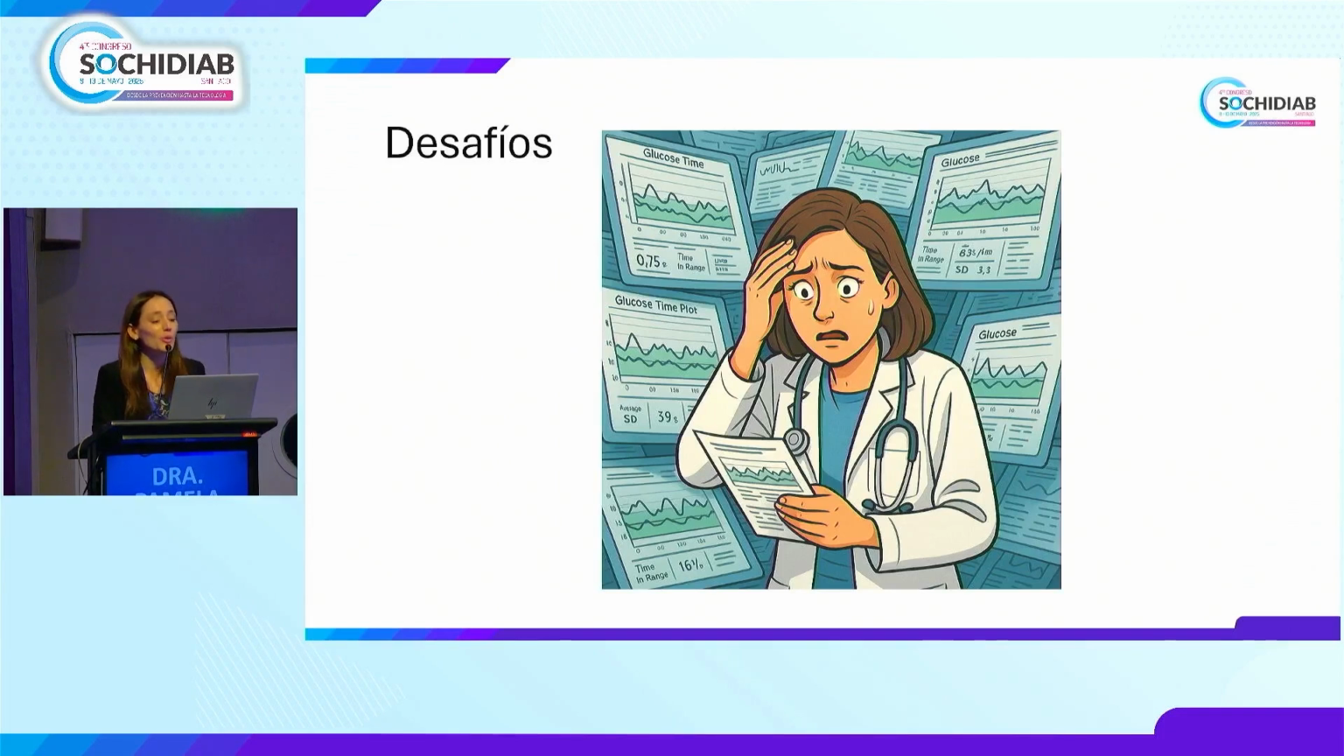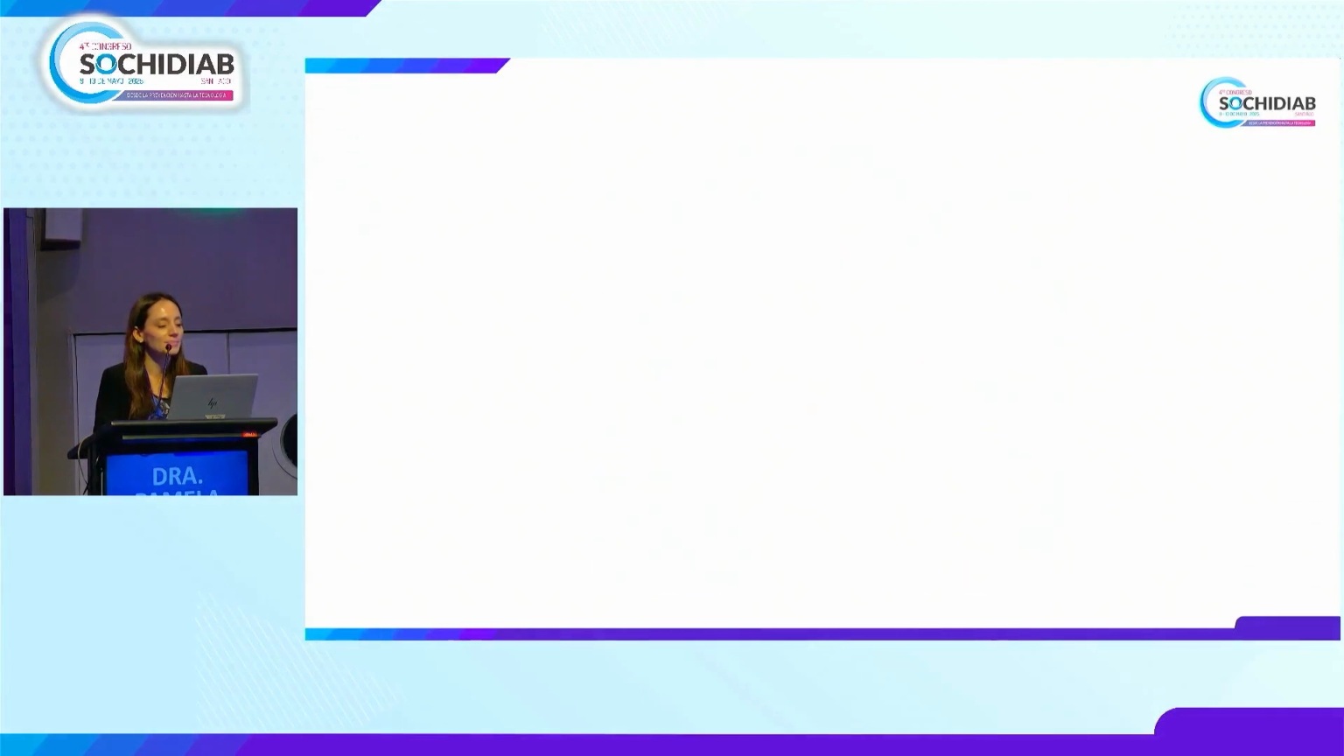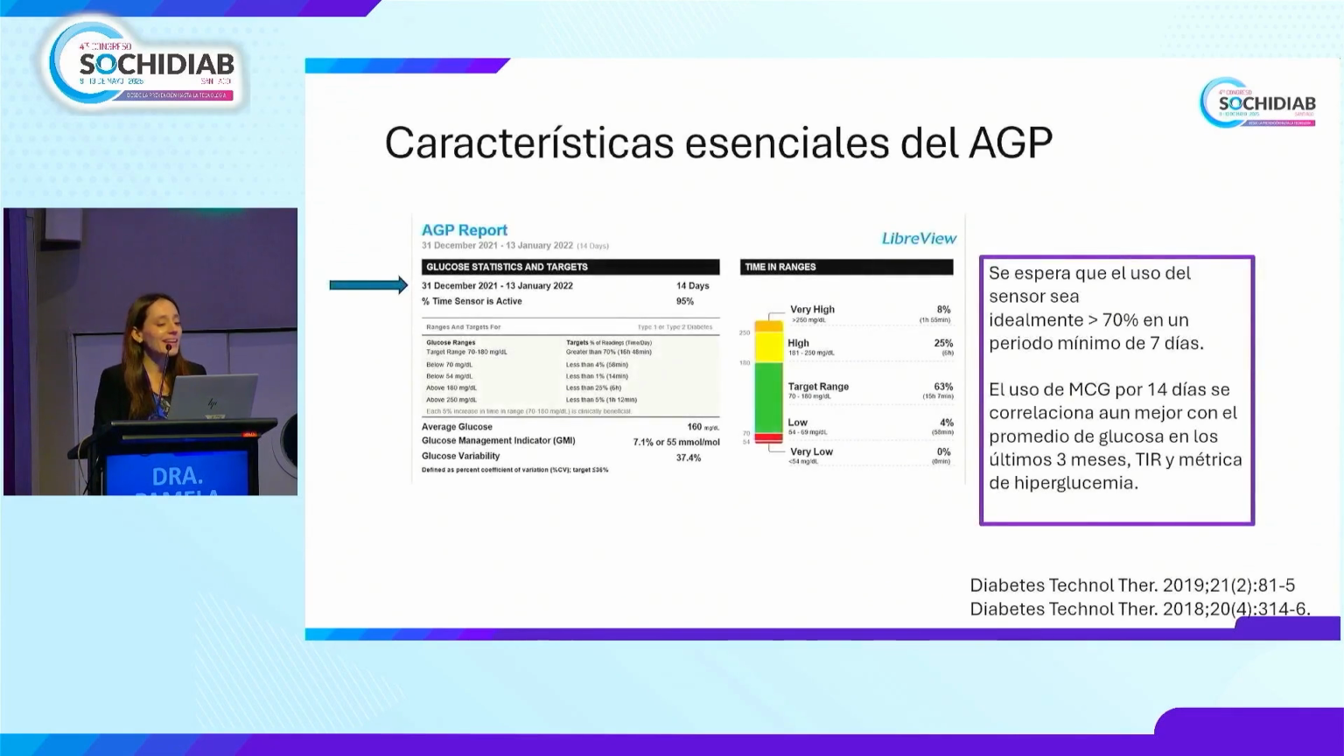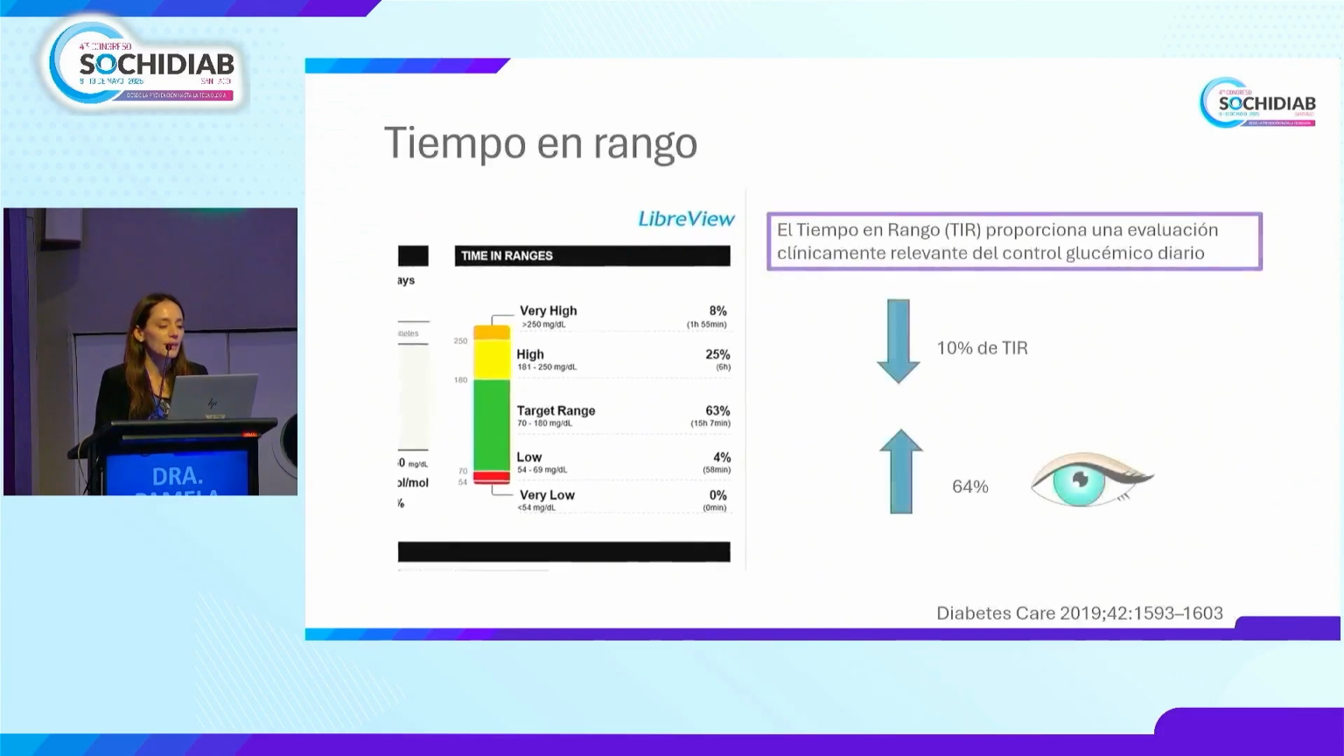What are the challenges? It's being able to use all the data given by continuous glucose monitoring and interpret them adequately to reach a good treatment for our patients. Within the essential features of continuous glucose monitoring in an outpatient manner, first it shows the number of days of sensor use, which has to be at least 7 days to be interpreted, and the percentage of active sensor has to be at least 70% so we can interpret the data. The use of monitoring for 14 days correlates even better with the average glucose of the last 3 months, time in range, and other glycemic metrics.